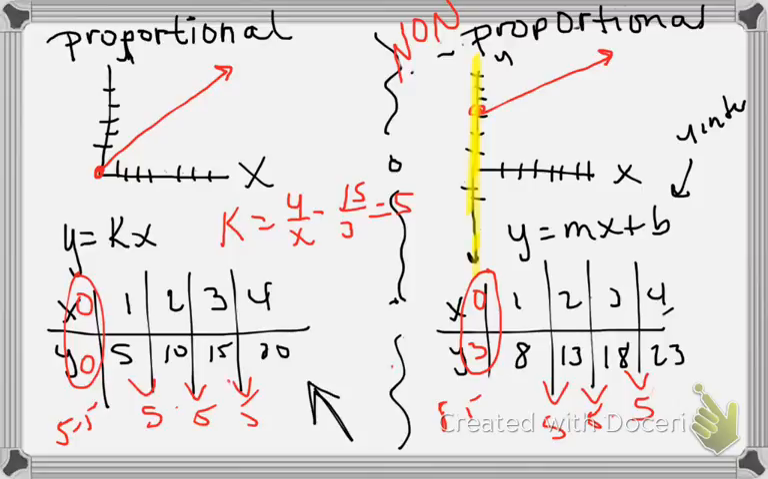Let's say that pizzas are selling for $5 each. Well, if you don't buy any pizzas, you don't pay anything. That's how the table works. One pizza, $5. Two pizzas, $10. Three pizzas, $15. Four, $20.